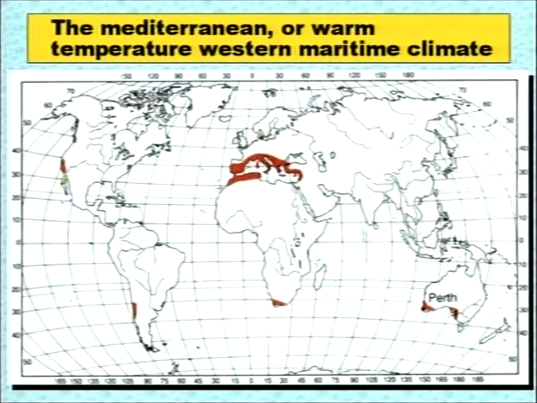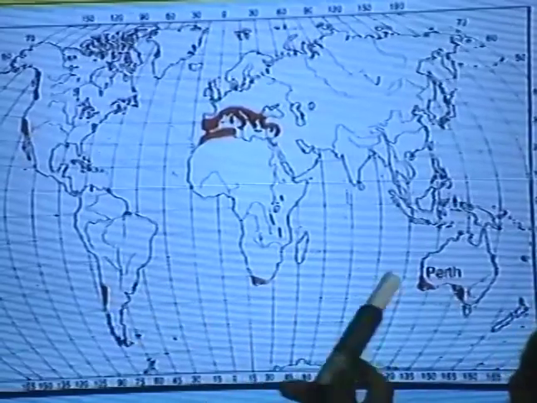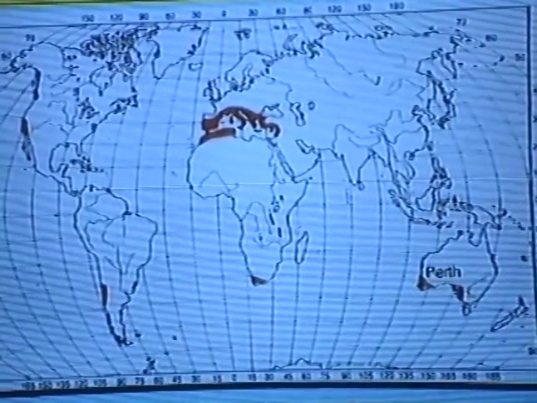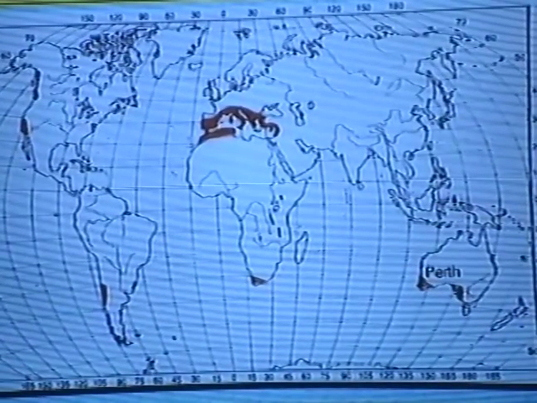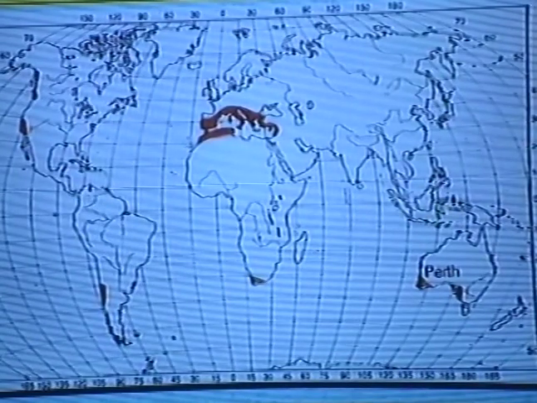Then we also looked at the Mediterranean climate. The Mediterranean climates, as I've mentioned, are restricted to the area where the Mediterranean Sea is, and mainly on the western sides of continents between the latitudes 30 degrees to 45 in the north and 30 to 40 in the south.